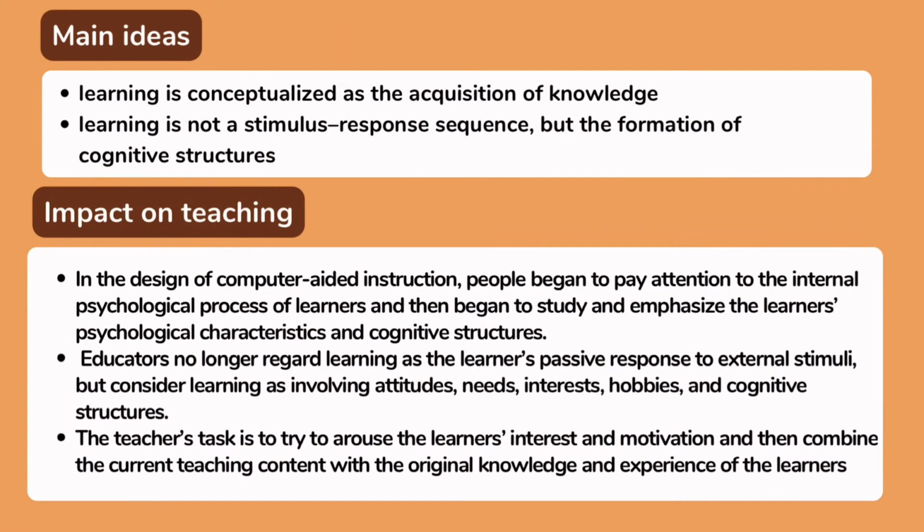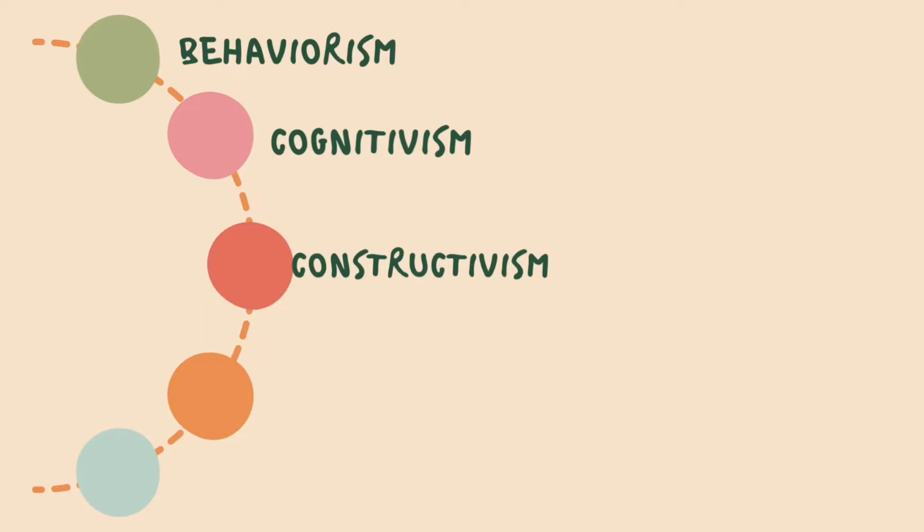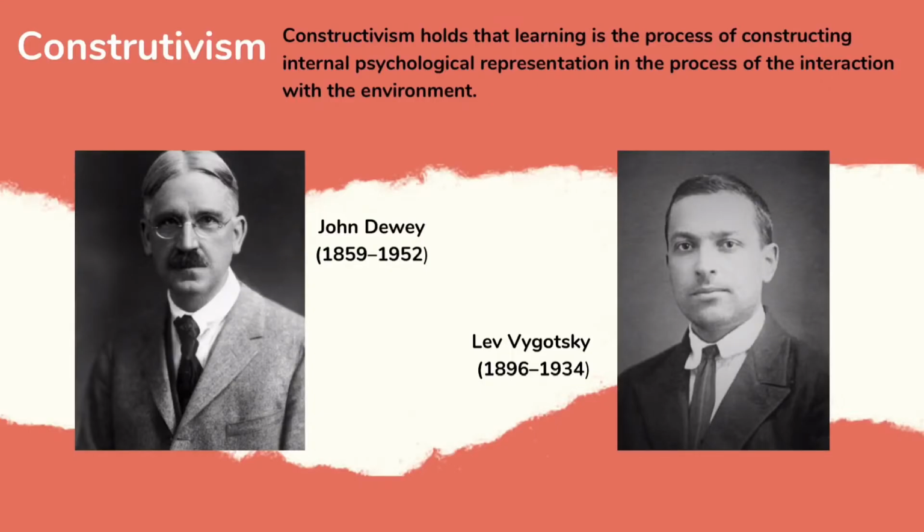The main ideas of cognitivism: learning is conceptualized as the acquisition of knowledge. Learning is not a stimulus-response sequence, but the formation of cognitive structures. So these are the impact on teaching of cognitivism. Next learning theory is constructivism. Constructivism holds that learning is the process of constructing internal psychological representation in the process of interaction with the environment. These main ideas are based on the works of John Dewey and Lev Vygotsky.